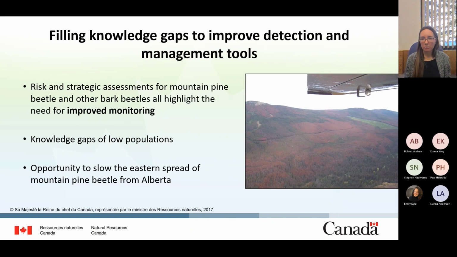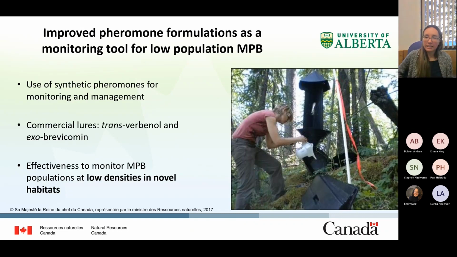So knowing where beetles are could improve our prevention of the eastern spread of mountain pine beetle from Alberta into Saskatchewan. So that's where some work I did at the U of A with Nadir Erbilgin comes in. We actually went out and improved pheromone formulations to make them specific for Alberta. We did that by using the synthetic pheromones that the province and companies use to attract mountain pine beetle. And we essentially changed the formulation so that we can make it suitable for our low densities and our novel habitats here in Alberta.